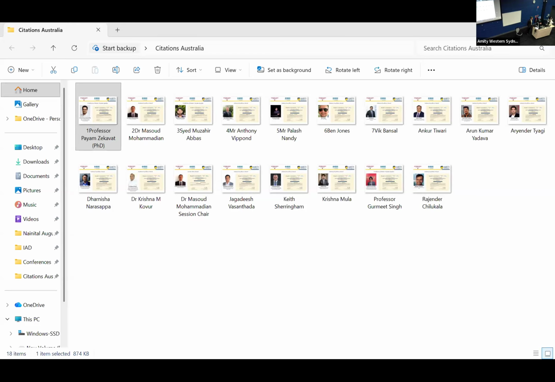Amity University feels honored to confer the award to the esteemed delegates and the invited guests at the inaugural session. May I please invite Professor Payam Sekawat, who is the Associate Dean, International School of Engineering, Design and Built Environment from Western Sydney University. I'm requesting our Honorable Group Vice Chancellor, Amity University, and Professor Masood to kindly confer upon the award. A huge round of applause, please. Thank you.